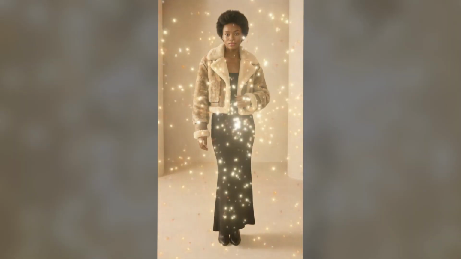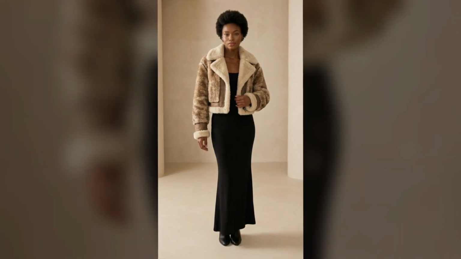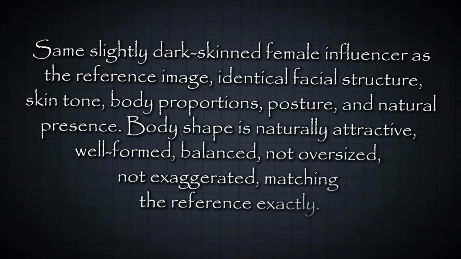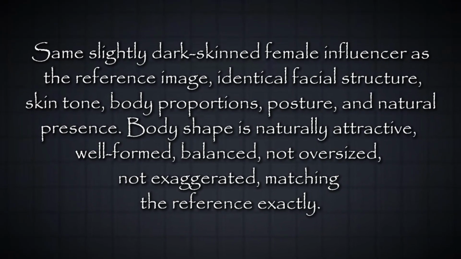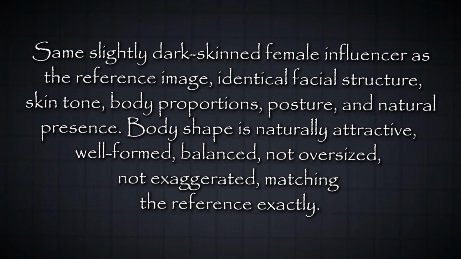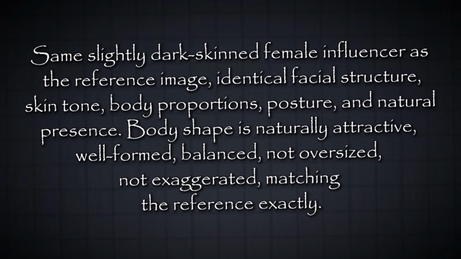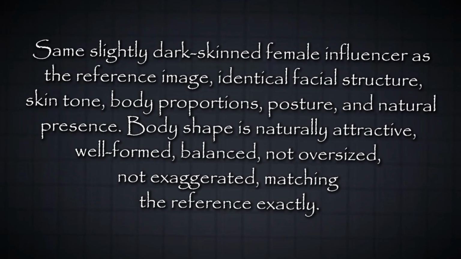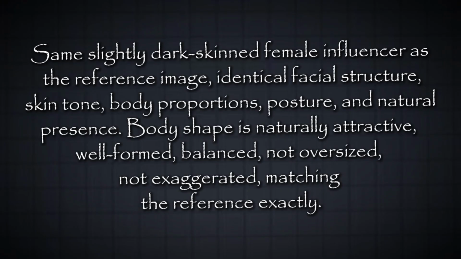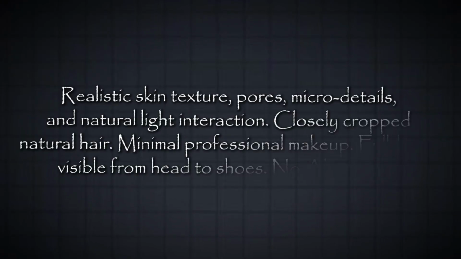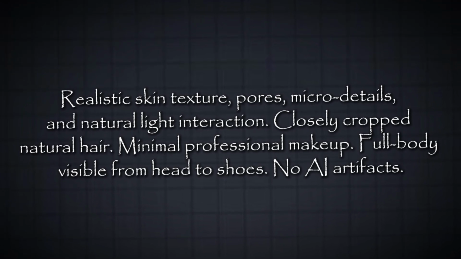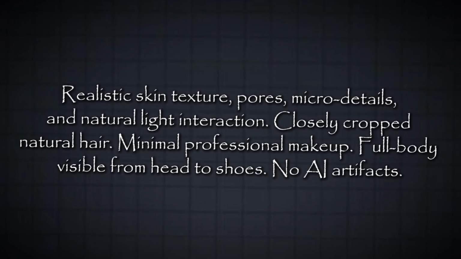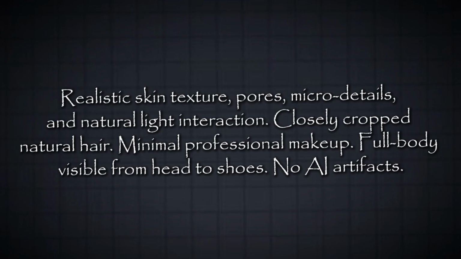For the first variation, I generate her wearing a cropped shearling jacket layered over a modern, form-fitting gown. Here is my prompt. Same slightly dark-skinned female influencer as the reference image, identical facial structure, skin tone, body proportions, posture, and natural presence. Body shape is naturally attractive, well-formed, balanced, not oversized, not exaggerated, matching the reference exactly. Realistic skin texture, pores, micro details, and natural light interaction. Closely cropped natural hair. Minimal professional makeup, full body visible from head to shoes.